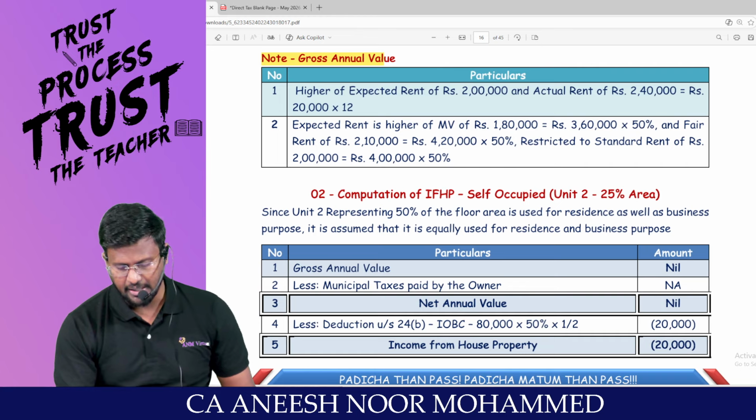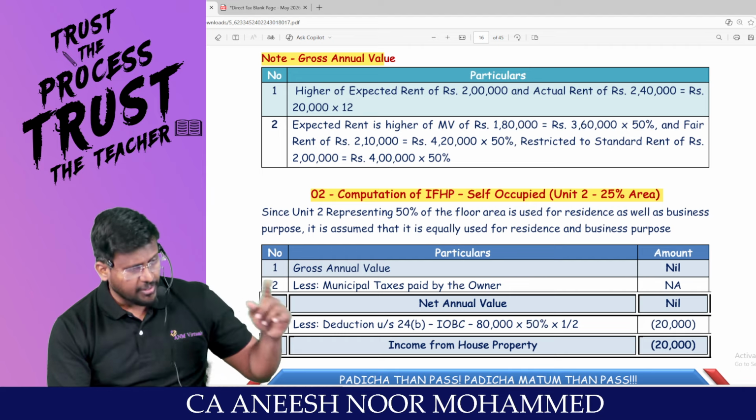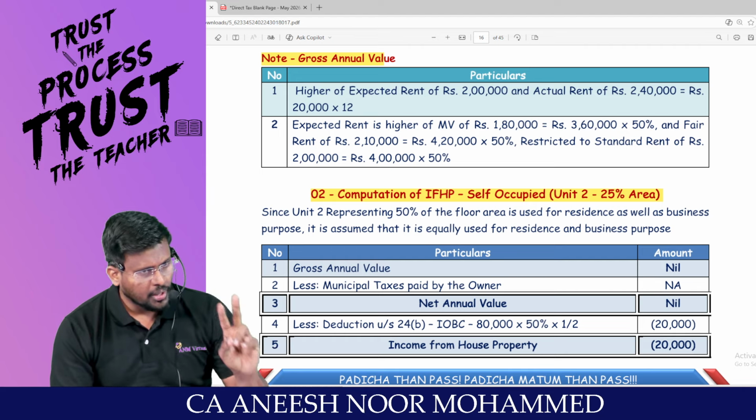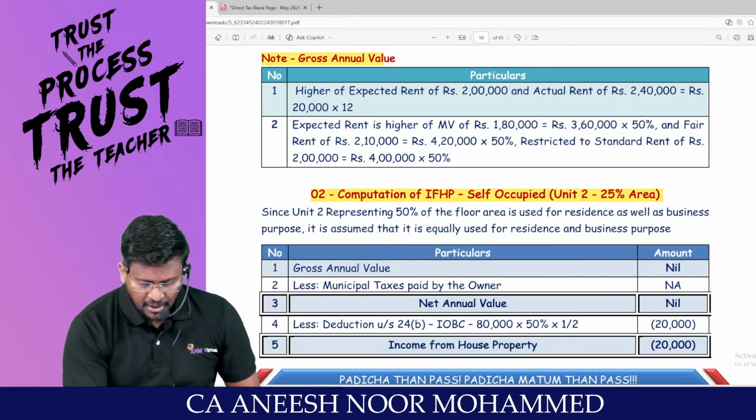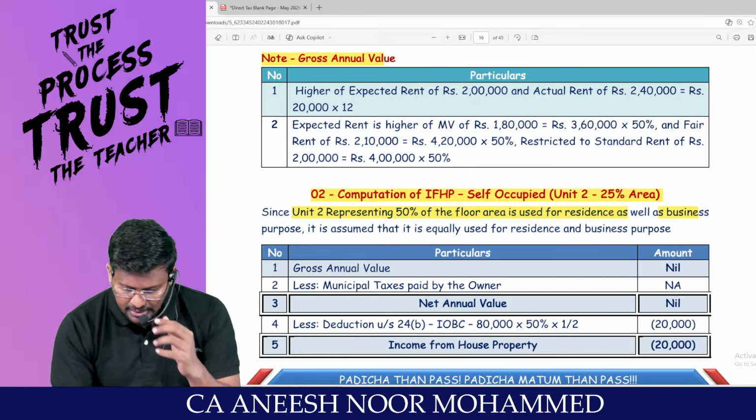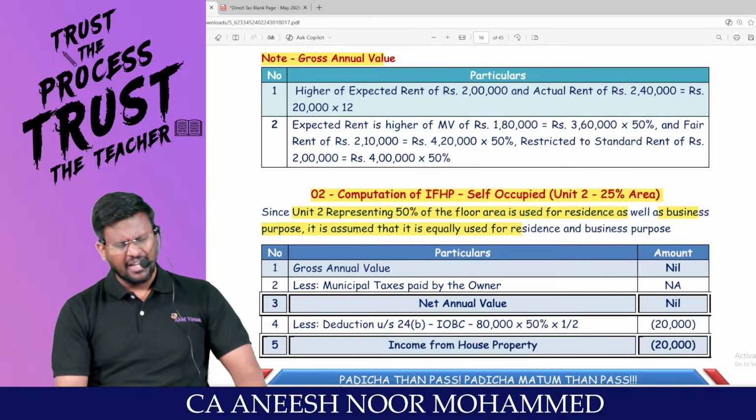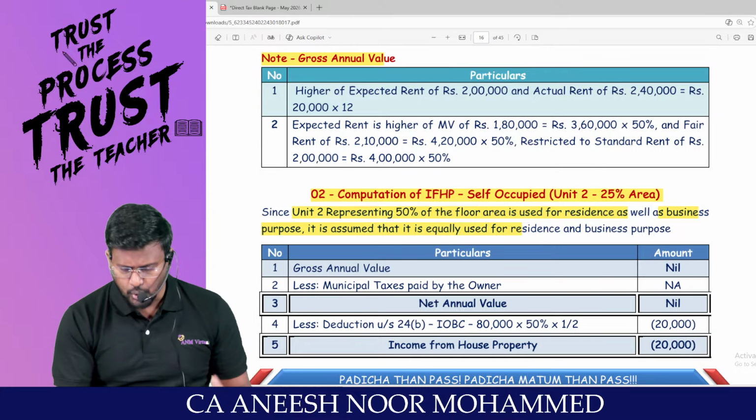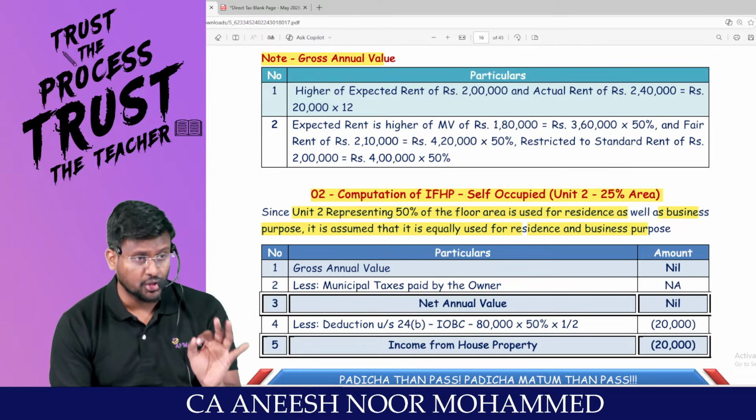GAV notes has been attached. For the second 50%, I am supposed to calculate only for 25% IFHP. Since unit 2 representing 50% of the floor area, it is used for residence as well as for what purpose? It is assumed that it is equally used for residence and business purpose. That assumption is very important.